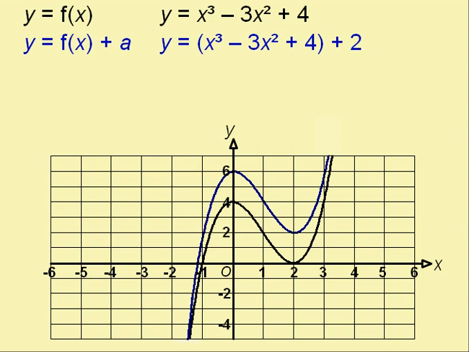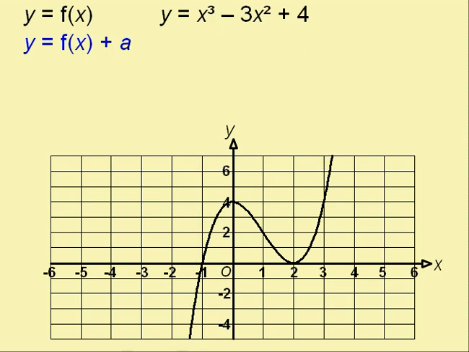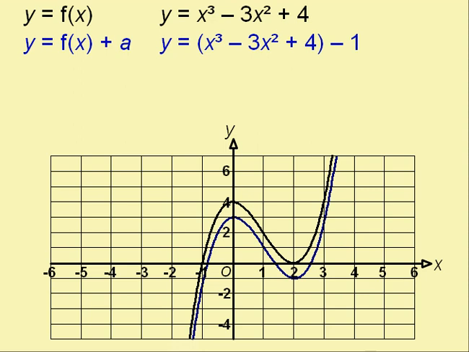If we add 2 onto the function, the graph moves up by 2. Adding 3 moves the graph up by 3. Now what would happen if a is negative? In other words, we take something away from the function. If we subtract 1, you'll notice that the graph goes down by 1. If we subtract 2, it moves down by 2. And if we subtract 3, it moves down by 3.